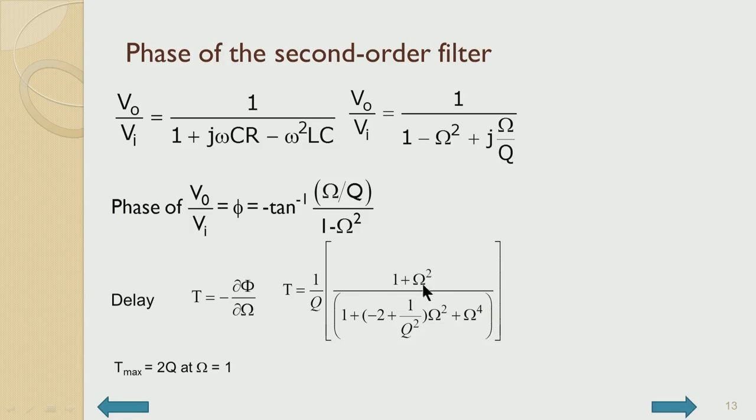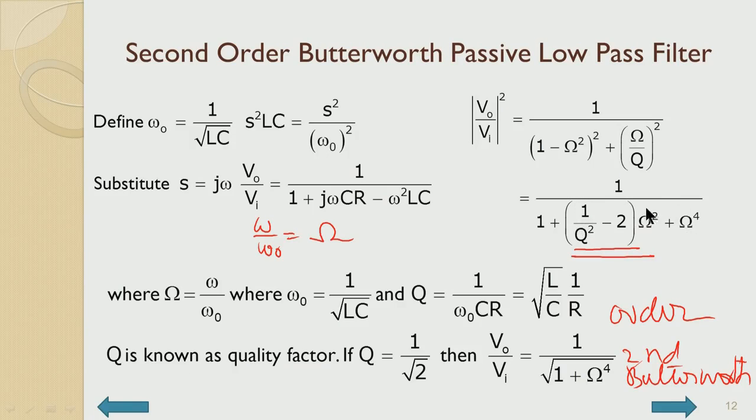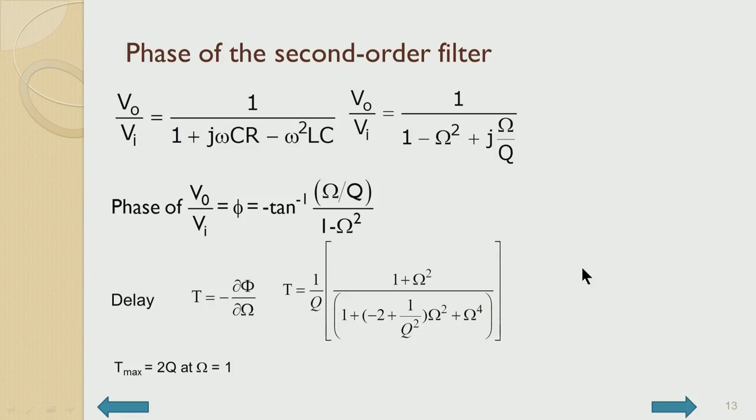In the numerator, it is 1 plus omega squared divided by the same denominator that we had earlier obtained, 1 plus (minus 2 plus 1 over Q squared) omega squared plus omega to the power 4. This is the same as the denominator of the magnitude function. However, this has a numerator polynomial. So, if you actually differentiate this and maximize this, you can show that the maximum occurs at omega equal to 1, or at the resonant frequency. T max is equal to 2 Q. Value of this at omega equal to 1 is 2 Q.